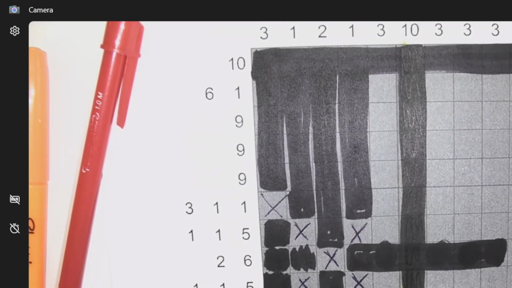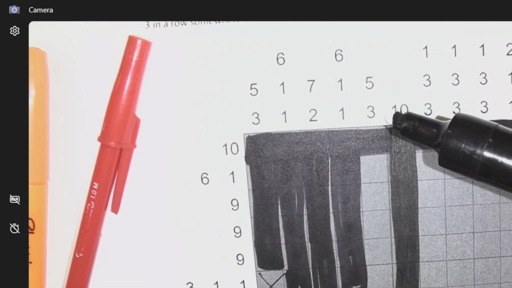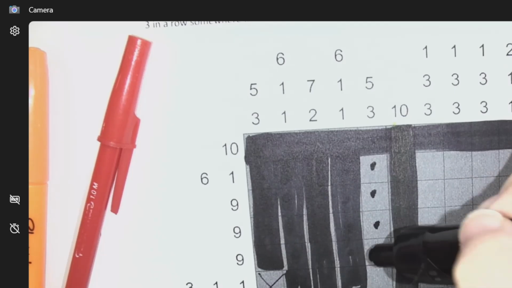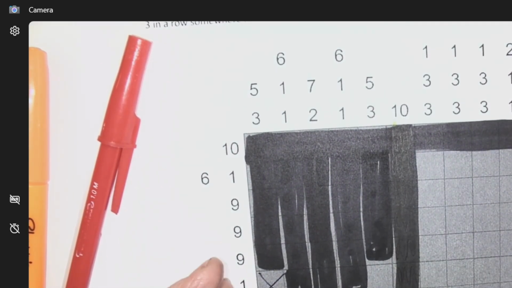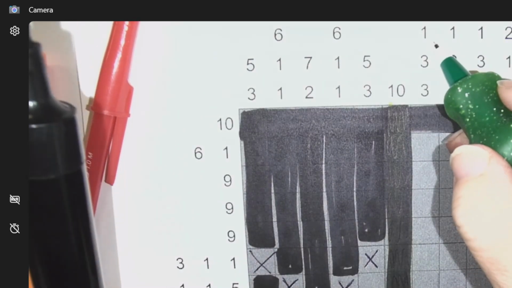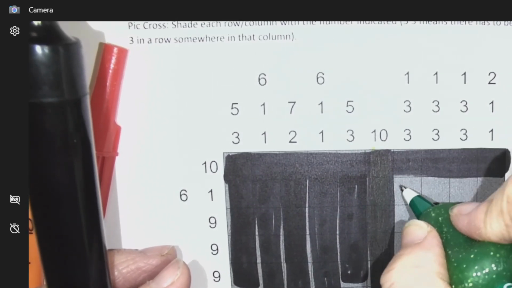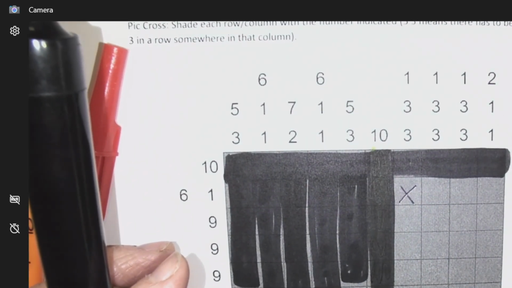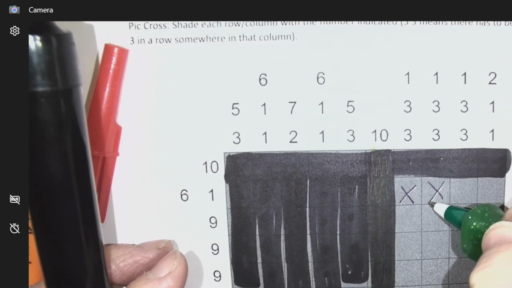Okay, where do you want to go now? I think back to the top. This one says to make 5 in a row. 1, 2, 3, 4, 5. X. I'm going to keep going like this. This one says to only have 1. So 1, X. This one says to start with a 1. So 1, X.